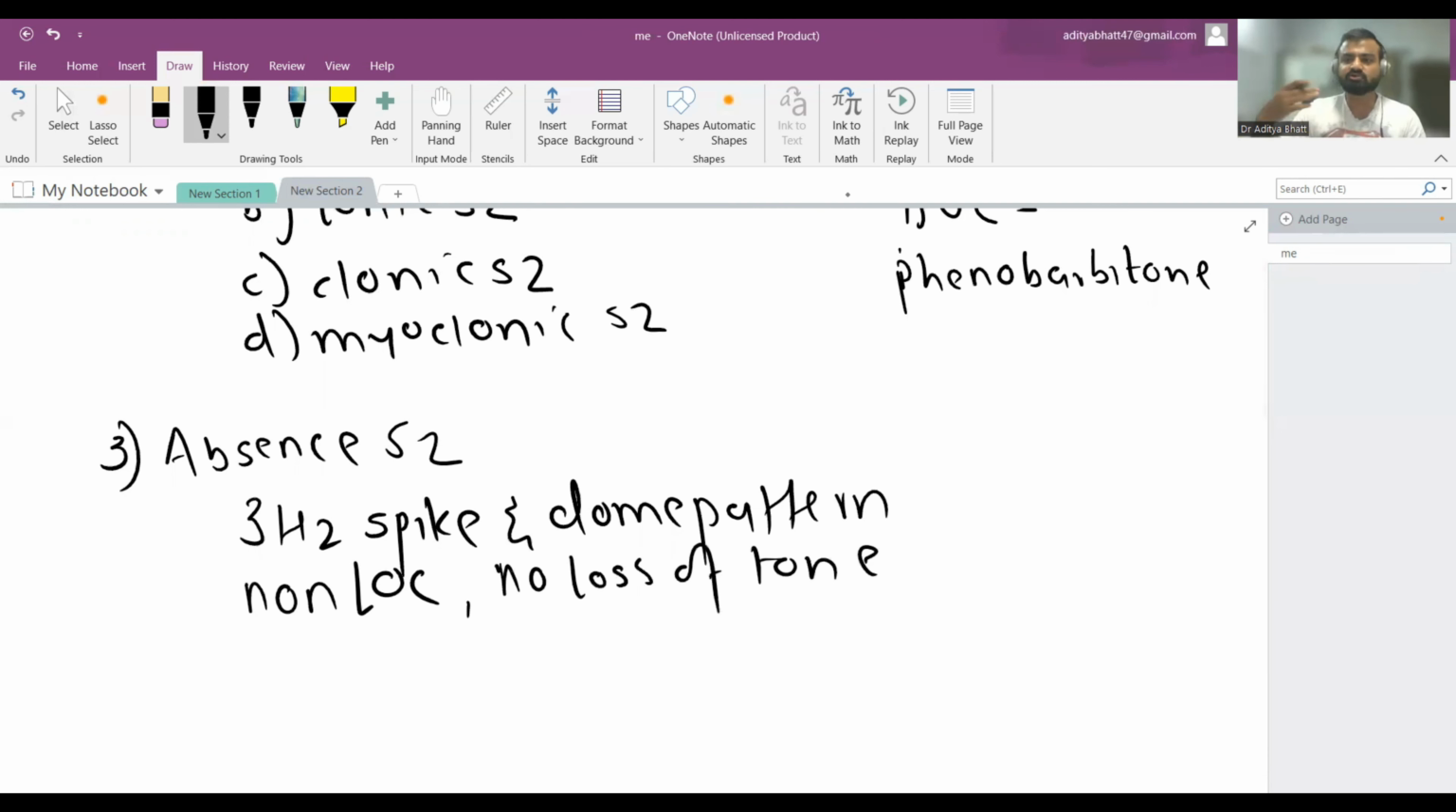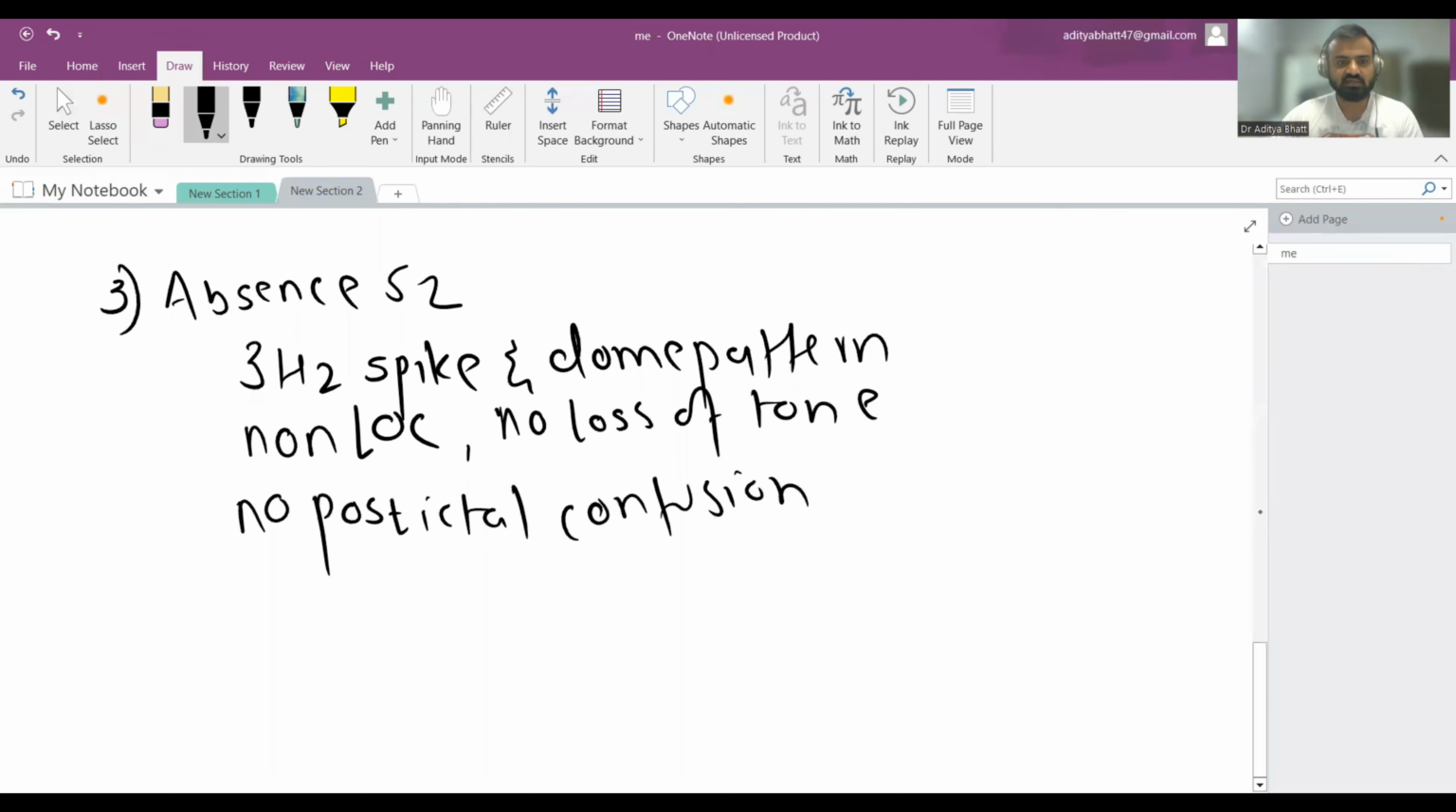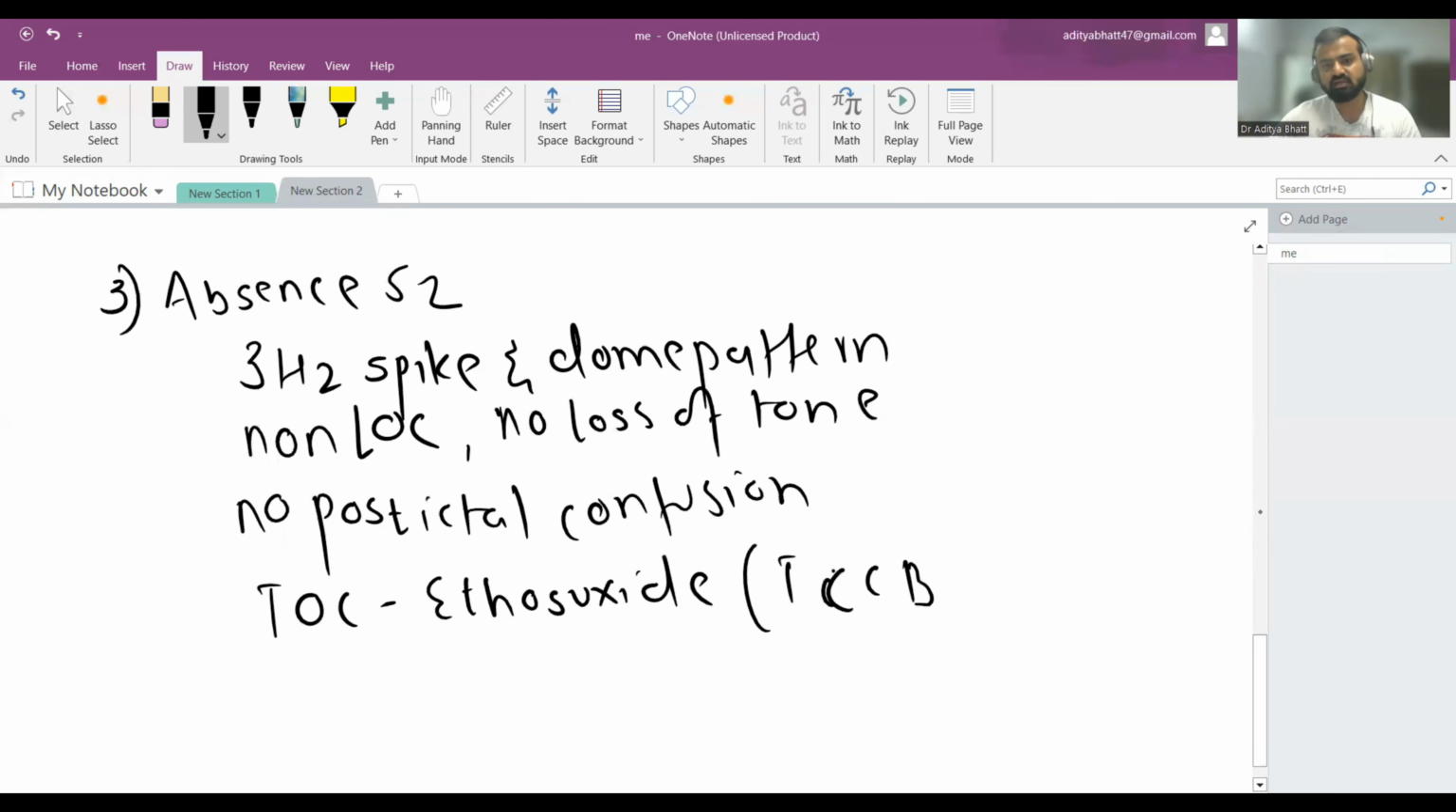Okay, and there is no post-ictal confusion. So that is what absence seizure is. Treatment of choice for absence seizure is ethosuximide. It is a T-type calcium channel blocker, and it is more preferred compared to valproate. Initially, it was not available in India. Now it is available. So ethosuximide is the drug of choice, not valproate. That is the absence seizure.